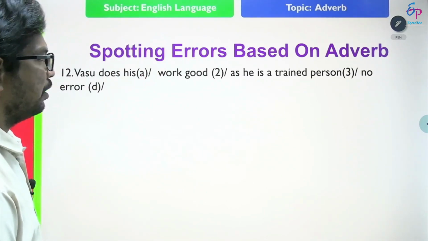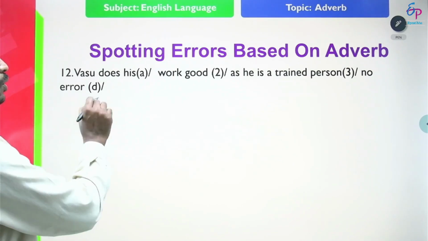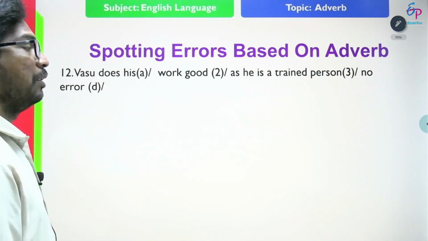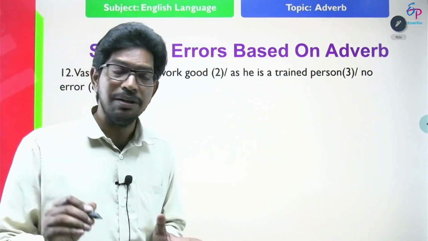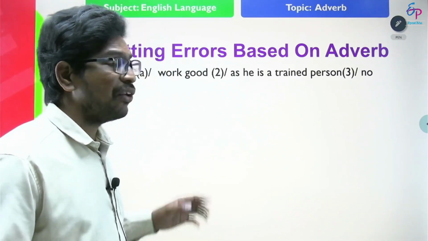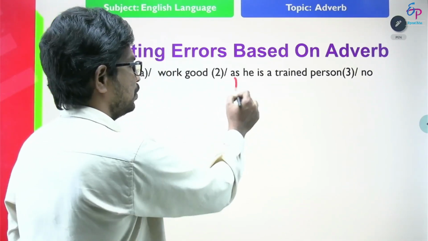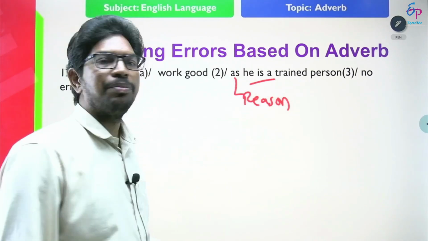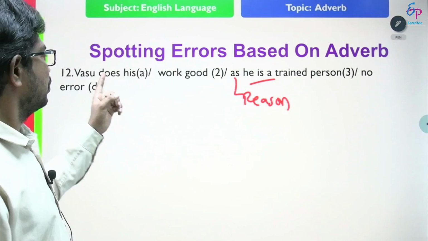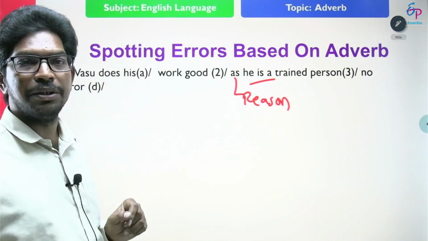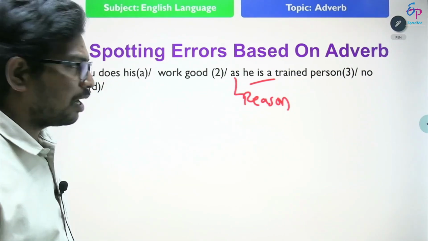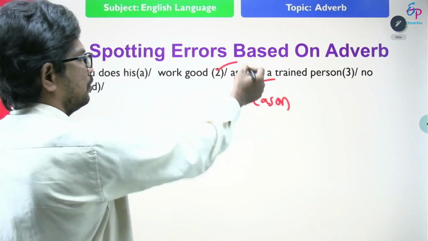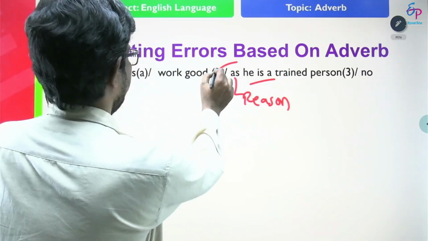See the next statement and find out the error. Vasu does his work good as he is a trained person. As means it is showing the reason. What is the reason? He is a trained person. In this statement, error is at second, that means B.